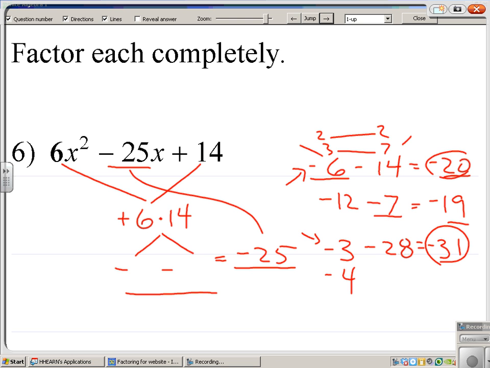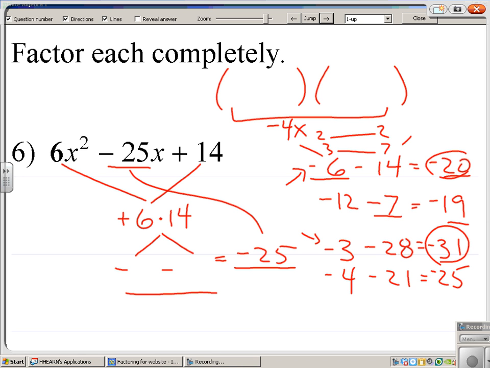I could have a -4 and a -21. And there's my -25. Now, might I have been able to be more efficient at that? Absolutely, but I just wanted to show the process we can go through to eliminate. So I'm going to set my outside product. I'm going to choose -4, in this case, -4x.